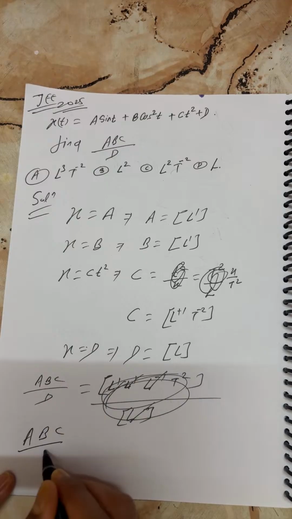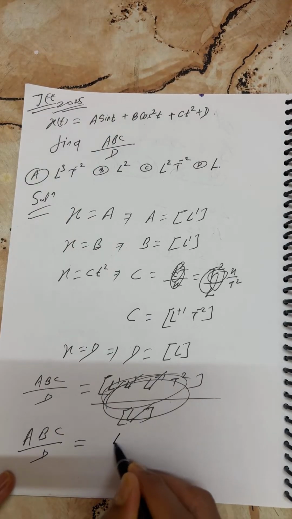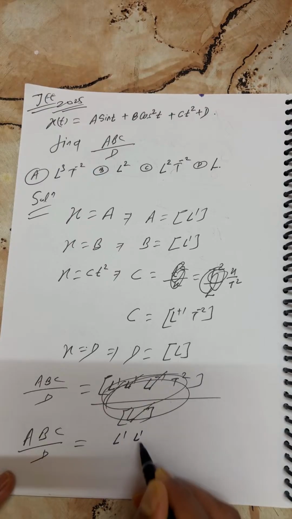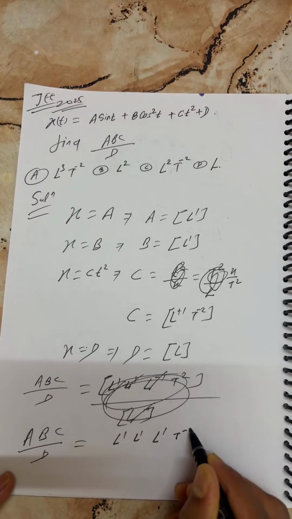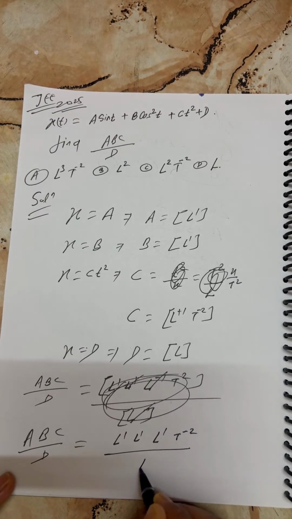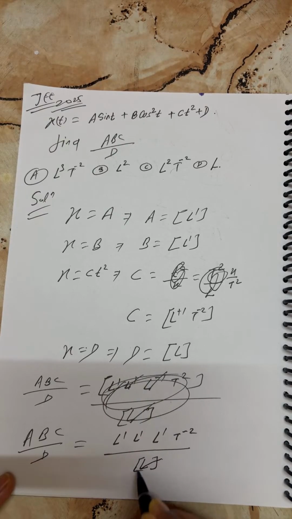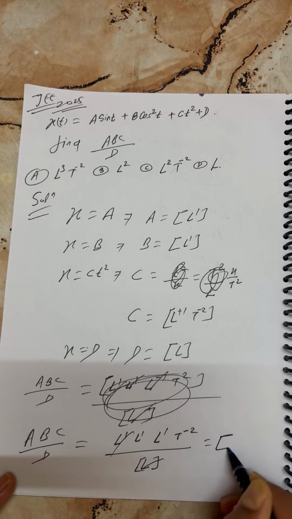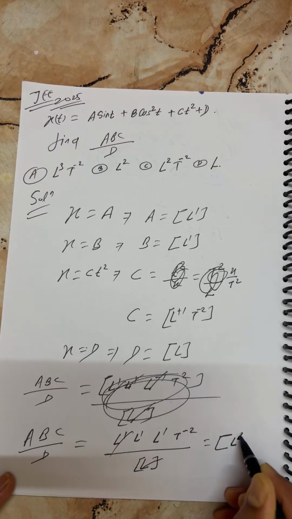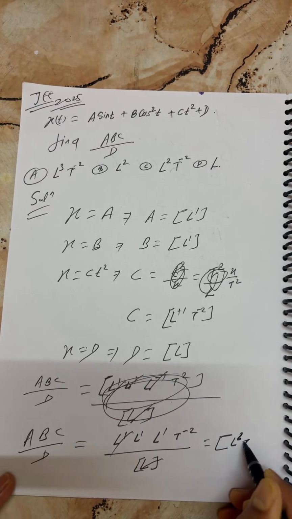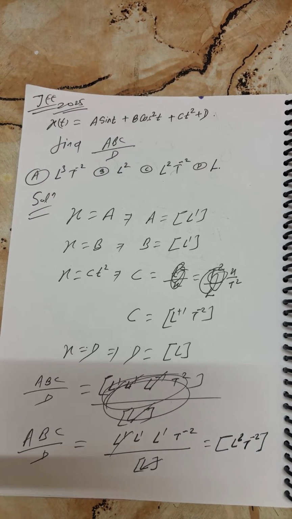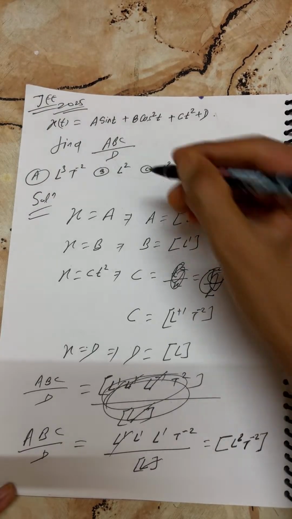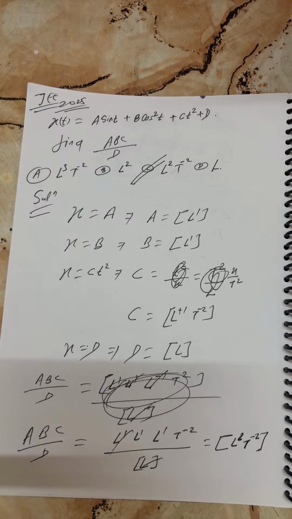That is A, B, C by D. So A is L to the power 1. B is L to the power 1. C is L to the power 1 and T to the power minus 2. And D remains L here. So now you can say this is cancelled. So finally you can write L to the power 2 and T to the power minus 2. That is option C, correct. Option C is the correct answer.